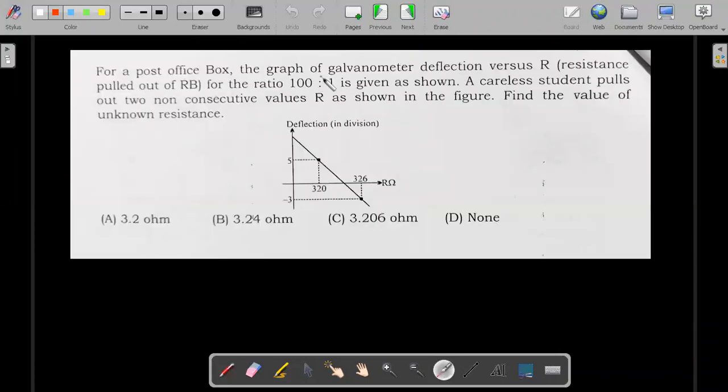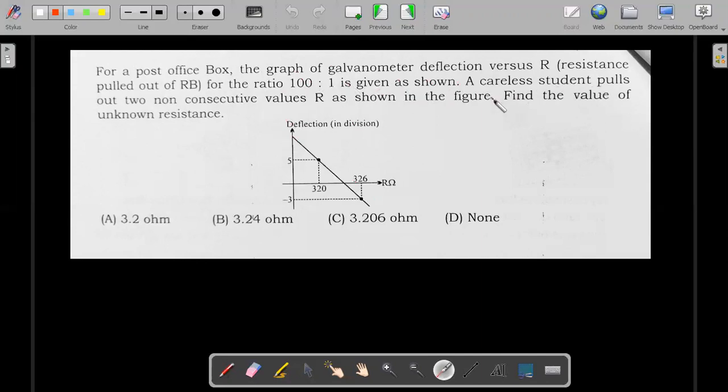For a post office box, the graph of galvanometer deflection versus resistance R, here R is the pulled out resistance from the resistance box. That means you are plucking out a key. That plucked out resistance is being used, please understand. If you put the key in, it's not used because it's a short circuit. The ratio of the top P to Q is given as 100:1, as shown in the figure. So the graph is drawn between the deflection versus the resistance, and the ratio of P to Q is 100:1.